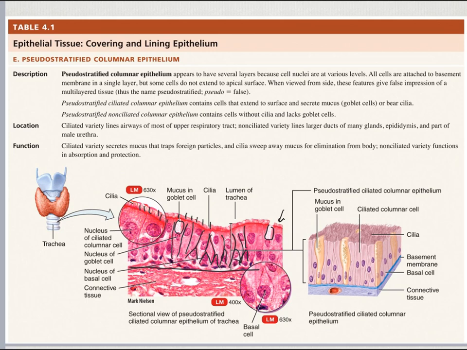Now, what's the job? We're building support. We're going to make this tube rigid with this cartilage, this tracheal cartilage that's not seen here, but we will look at it when we do some cartilage. But this epithelium is going to serve a very important function. Its function is to act like, essentially, flypaper. The goblet cell is going to secrete mucus onto the surface. The cilia is going to help to transport that dirty mucus out of the body.